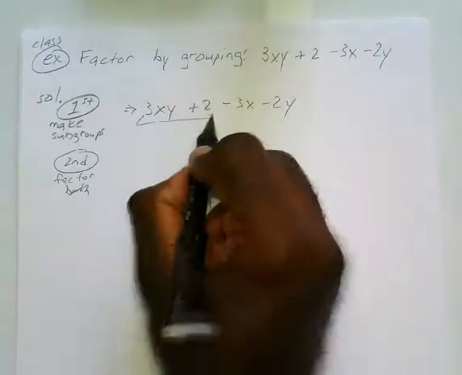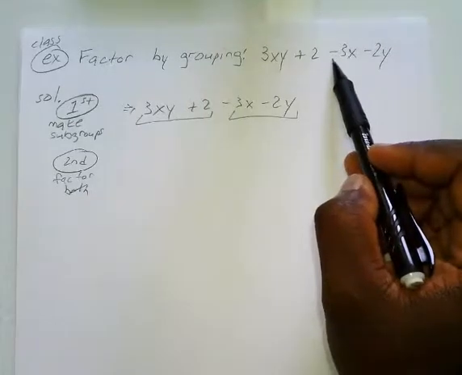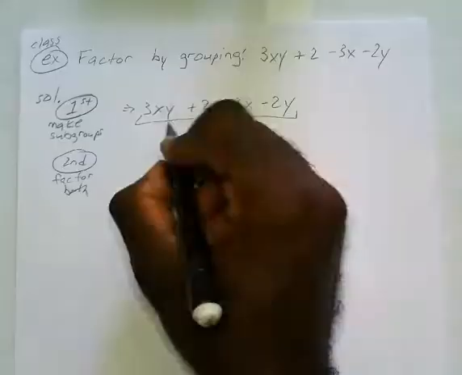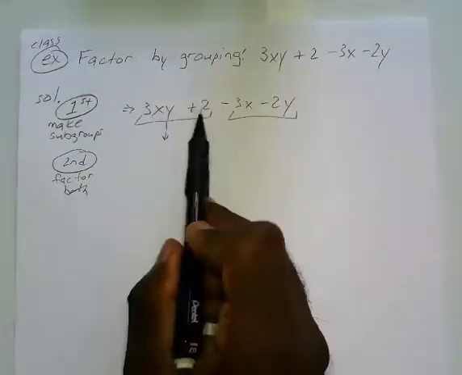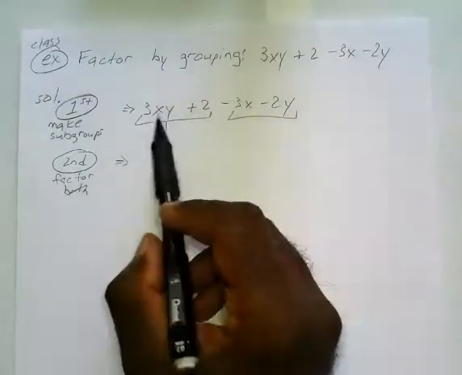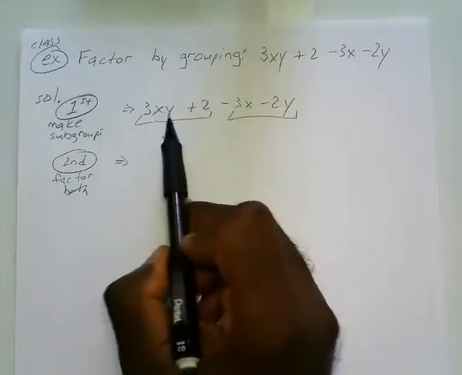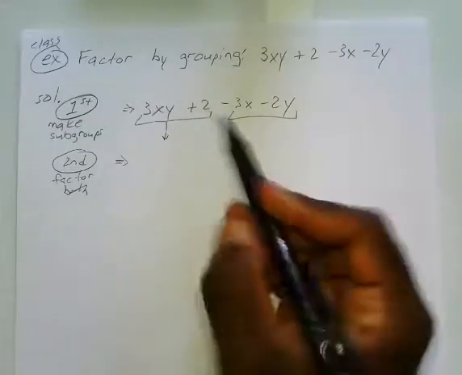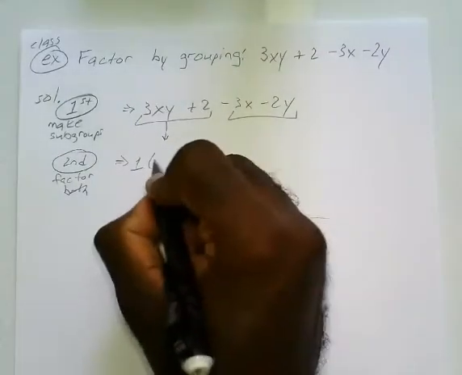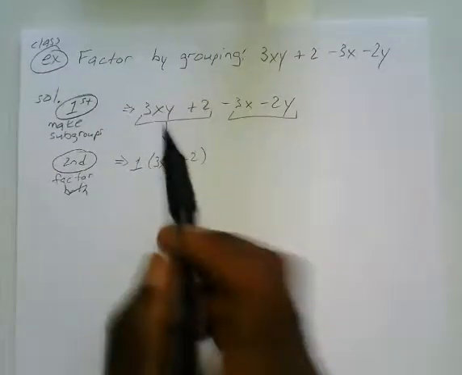Okay, so we make our subgroups here. Remember that middle term is minus, so you want to be careful with that one. All right, so we have 3 and 2. There's no value in common for that one. We have an x here and no x there, so we can't factor out an x. We have a y here but no y there, so we can't factor out a y. So our greatest common factor is just 1. So you have 3xy plus 2 times 1. So if you distribute, you just end up right back with that one.